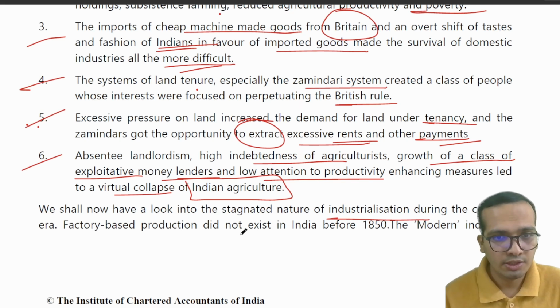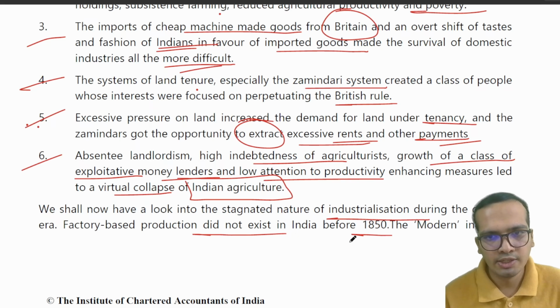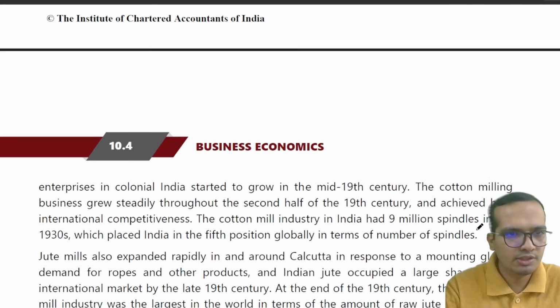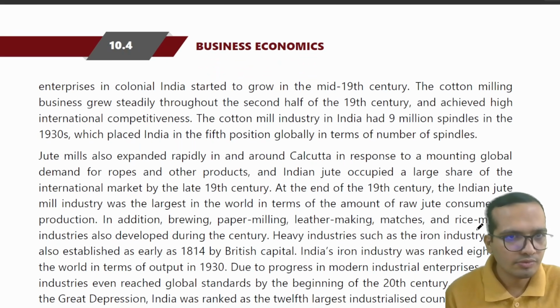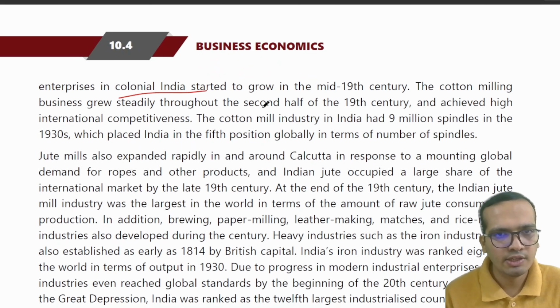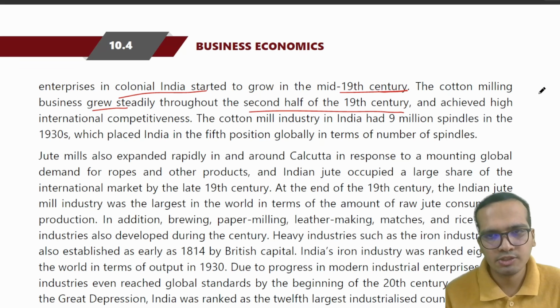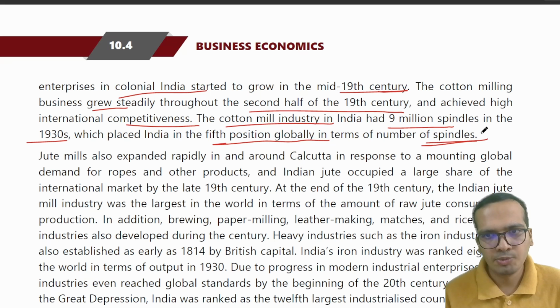Factory based production did not exist in India before 1850. The modern industrial enterprise in colonial India started to grow in the mid 19th century. The cotton milling business grew steadily throughout the second half of the 19th century and achieved high international competitiveness. The cotton mill industry in India had 9 million spindles in the 1930s, which placed India in the fifth position globally in terms of number of spindles.